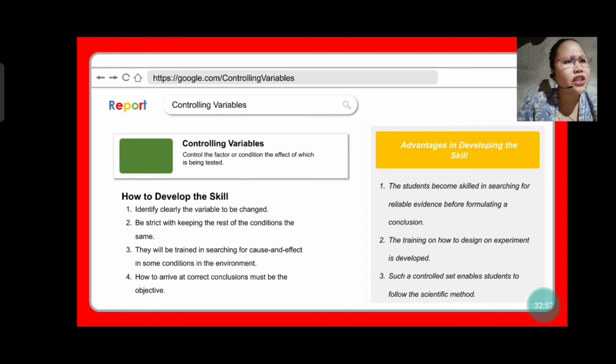And what are the advantages in developing the skill? First, the students become skilled in searching for reliable evidence before formulating a conclusion. They know how to control the variables, so they will become skilled in searching for reliable evidence, evidence that was not altered, before formulating a conclusion. Second, the training on how to design an experiment is developed. And third, such a controlled setup enables students to follow the scientific method.